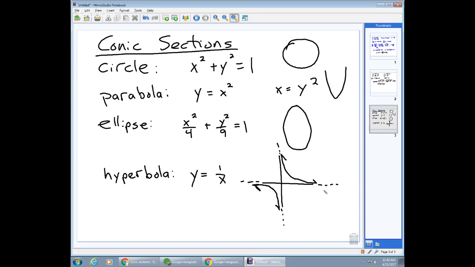And so hyperbolas always have asymptotes. But circles, parabolas, and ellipses do not have asymptotes. Another example would be something like x squared minus y squared equals 1. That would also yield a hyperbola.